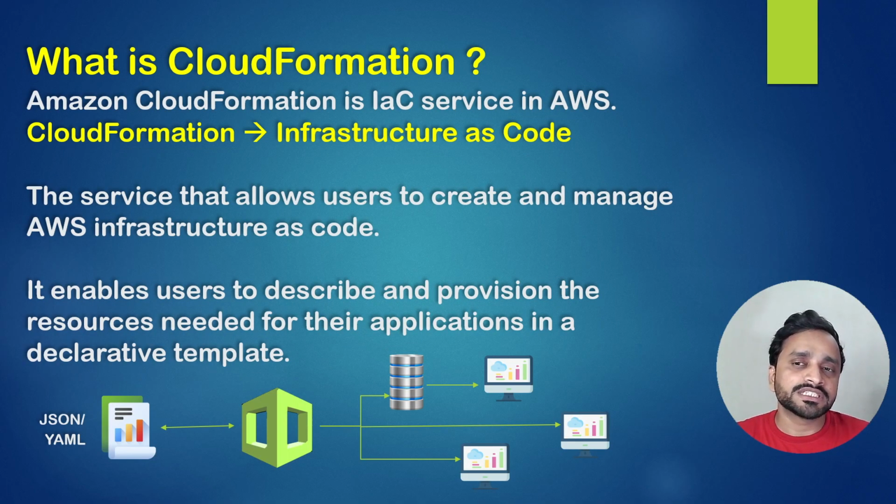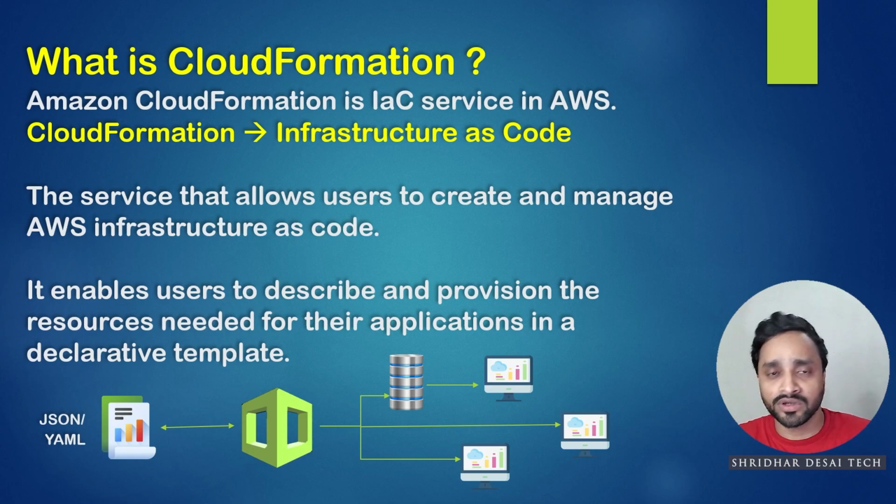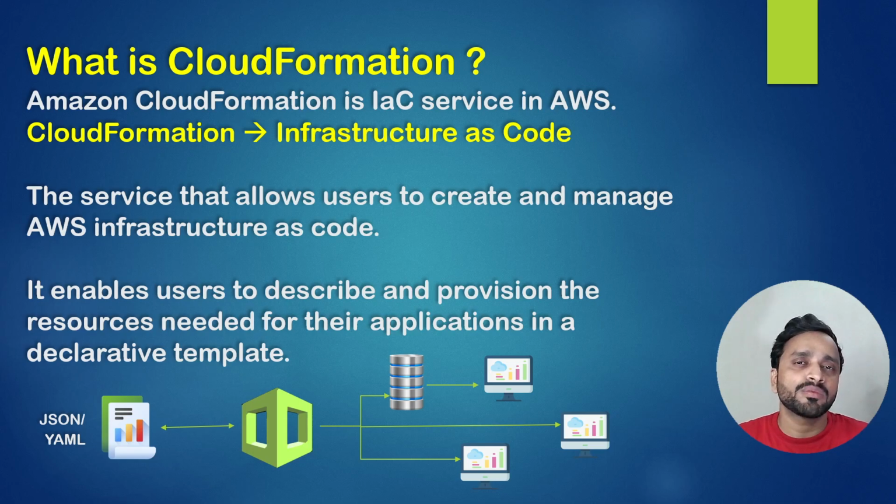Now the next question is CloudFormation. Amazon CloudFormation is an IaaC service in AWS, that is infrastructure as code, which is also an important service in AWS. It allows users to create and manage AWS infrastructure as code, meaning creating infrastructure using code. It is in text format, we can say code created in a file, a JSON file or a YAML file. According to that, our CloudFormation service works on our network and infrastructure, and it will be created.